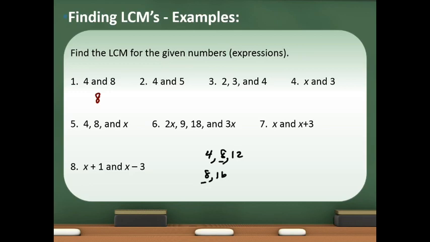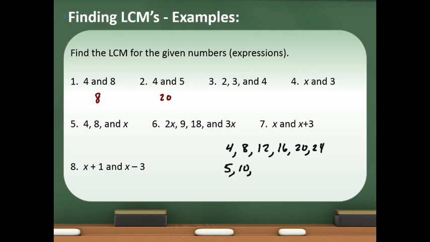Let me fix this real quick. Alright, let's move on to the next problem. I already gave you the answer. It's 20 here. If you look at the multiples of 4 and the multiples of 5, we can do that. So 4, 8, 12, 16, 20, 24, multiples of 5, 5, 10, 15, 20. You can see 20 is the first one that they have in common.